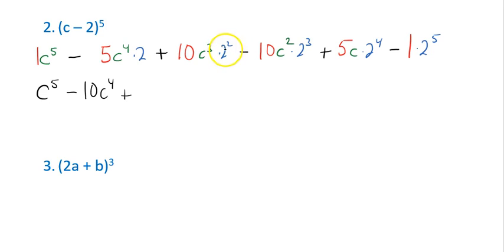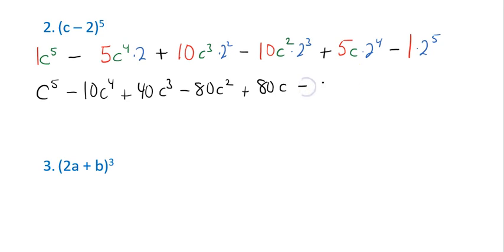Then the next one, 2 squared is 4, times 10 is 40. So 40c cubed. Then 2 cubed is 8. 8 times 10 is 80. So 80c squared. And then 2 to the 4th is 16. Times 5 is also 80. Just c with that one.